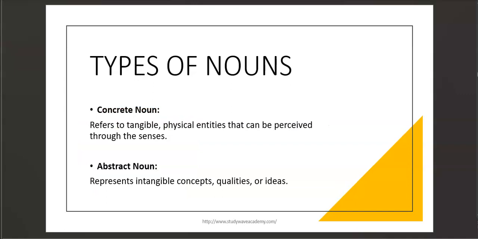The next type is concrete nouns, and I talked about concrete nouns referring to tangible or physical entities that can be touched. Then we have abstract nouns, which present intangible ideas, concepts, or qualities. These are things like love, justice, and poverty. All these are abstract nouns. Abstract nouns are things we can't see and can't touch.